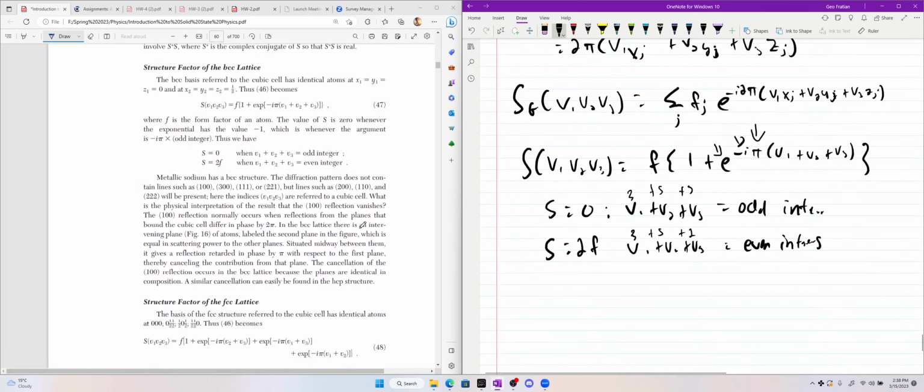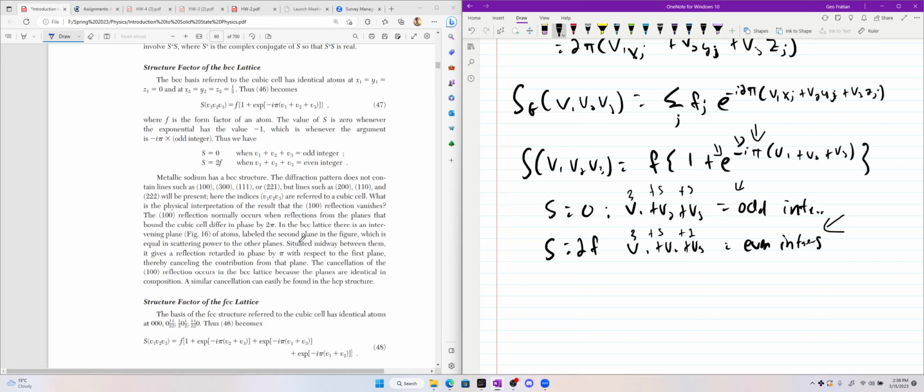So metallic sodium has a BCC structure. The diffraction pattern does not contain lines such as 100, 300, 111, or 221, right? Because if I add them up here, I get odd integers. But lines such as 200, 110, and 222 are always going to be present because they always add up to even integers. Okay?